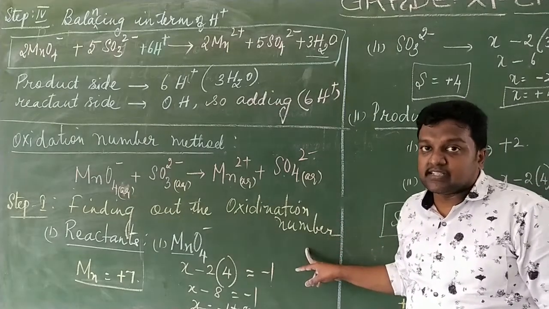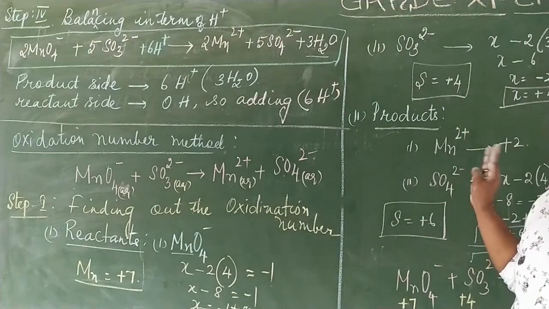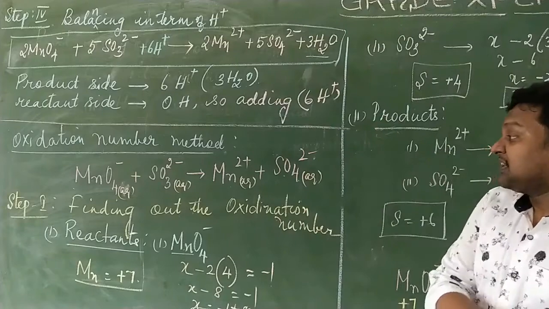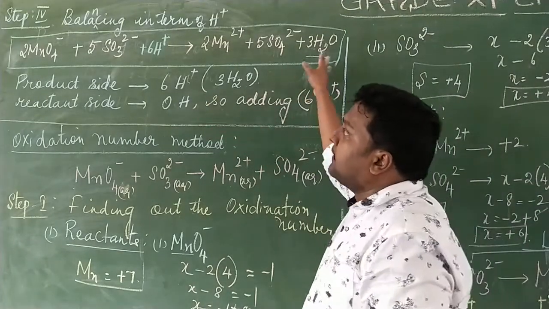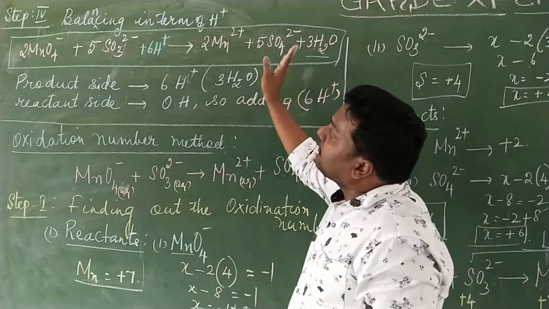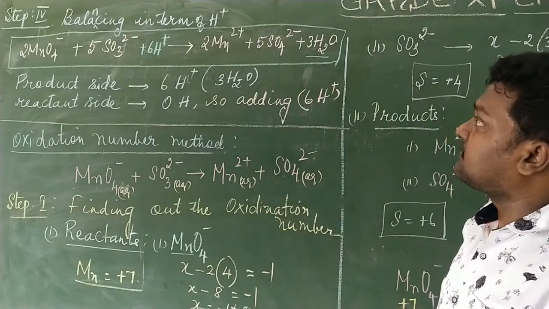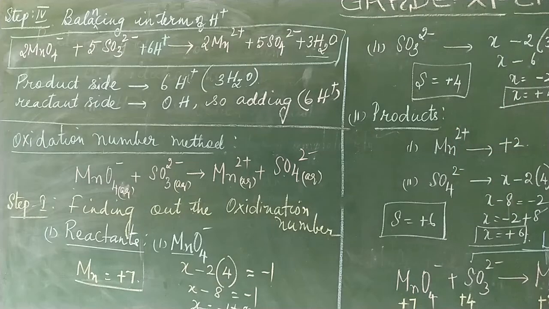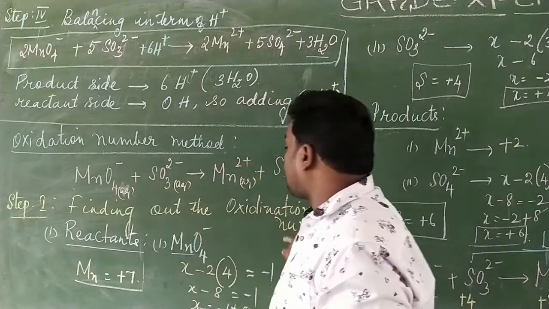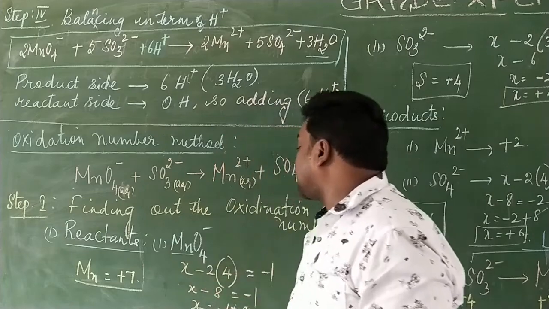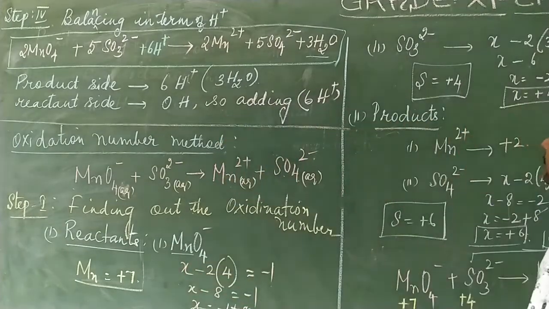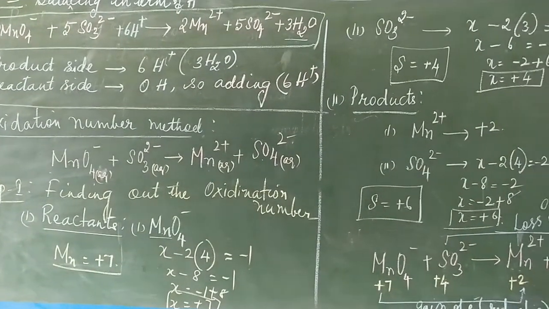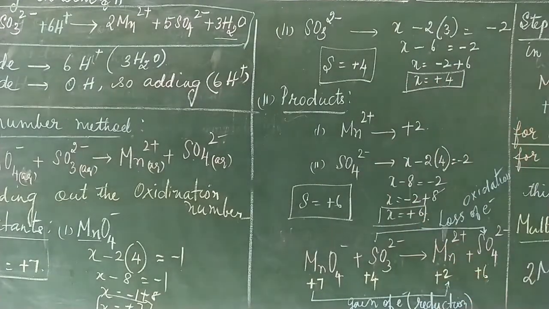Now, what are all the steps? First, we have to find out the oxidation number. Second step, balancing in terms of electrons. Third step, balancing in terms of oxygen. Fourth step, balancing in terms of hydrogen. And finally, writing the overall equation. If you check, oxygen equal, hydrogen correct, the number of electrons will also be equal. Now here you see the equation, finding out the oxidation number. The reactants MnO4 minus and SO3 2 minus, products Mn2 plus and SO4 2 minus, we got the various oxidation numbers for the metals, isn't it?